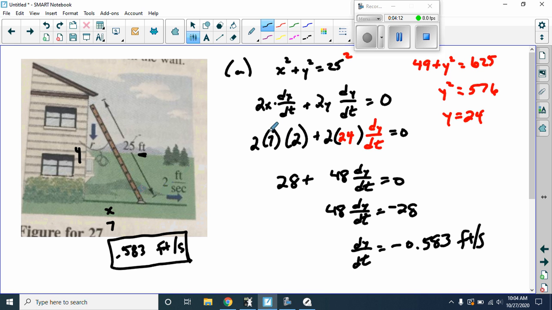It goes on to ask how fast is it moving when this is 15 feet from the wall. So you would plug in 15 for x, and solve for y, and then you'll get a different value. And then do the same thing with 24. That is part A.